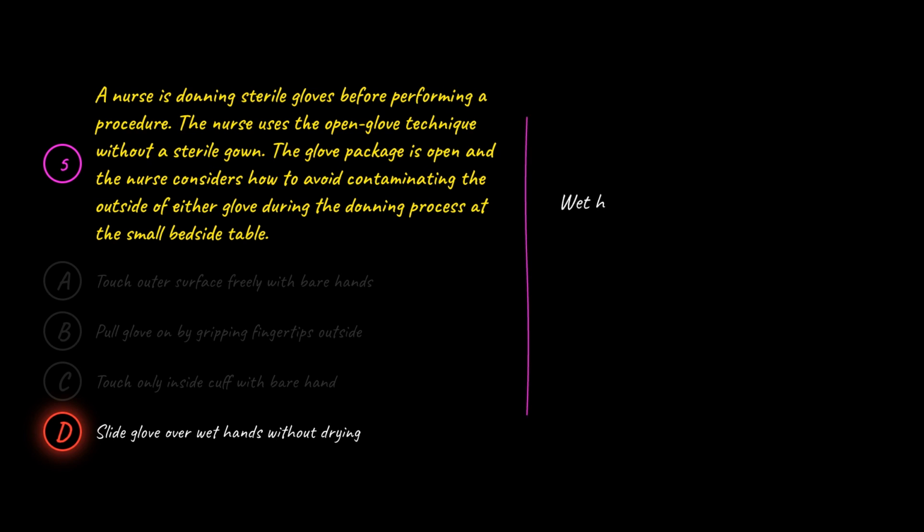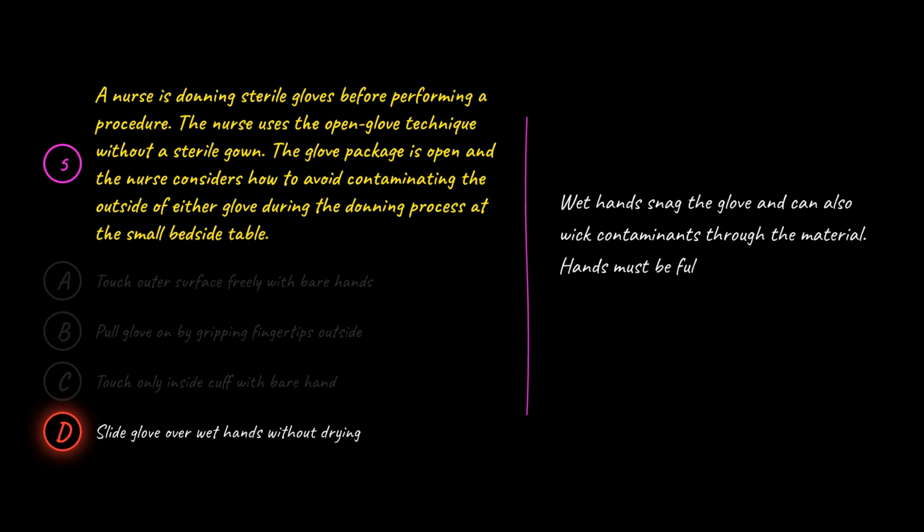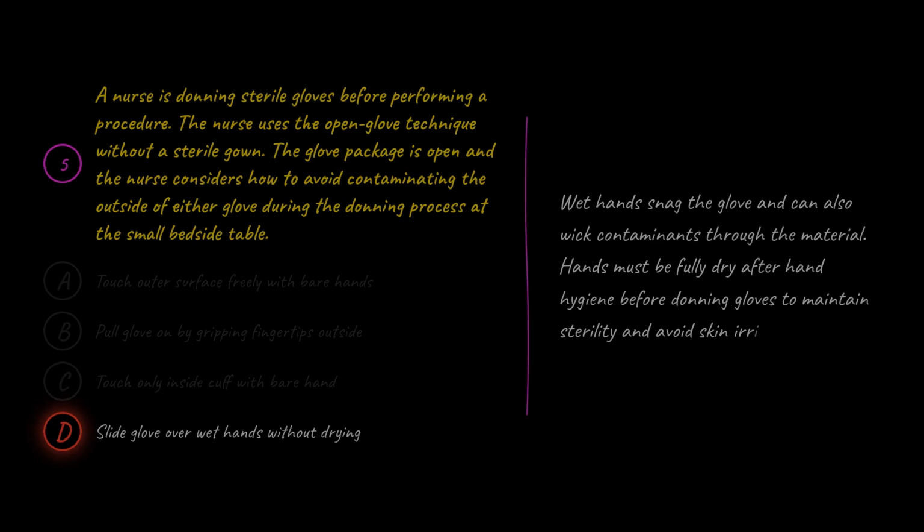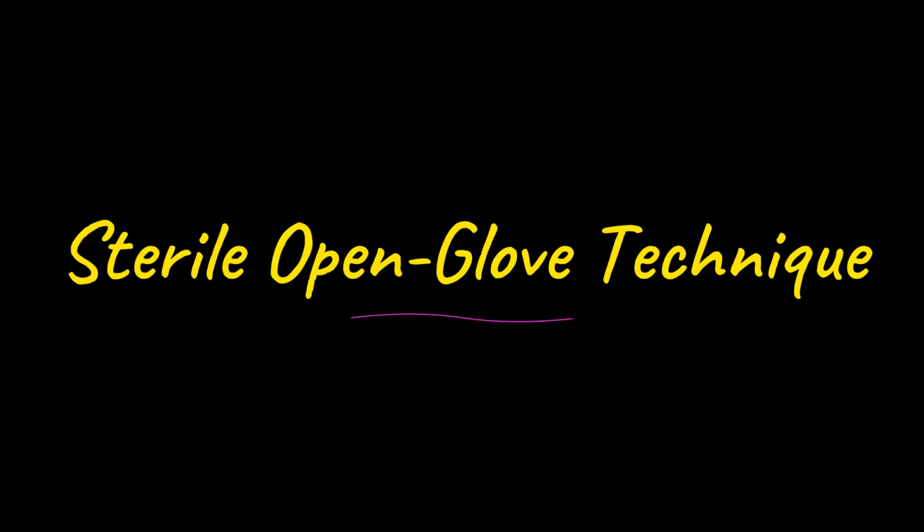D is wrong because wet hands snag the glove and can also wick contaminants through the material. Hands must be fully dry after hand hygiene before donning gloves to maintain sterility and avoid skin irritation later. Sterile open glove technique is how nurses don sterile gloves at the bedside without a sterile gown. It follows one absolute rule that governs every movement throughout the procedure.